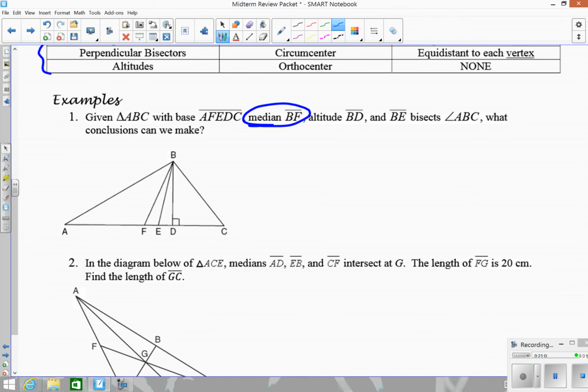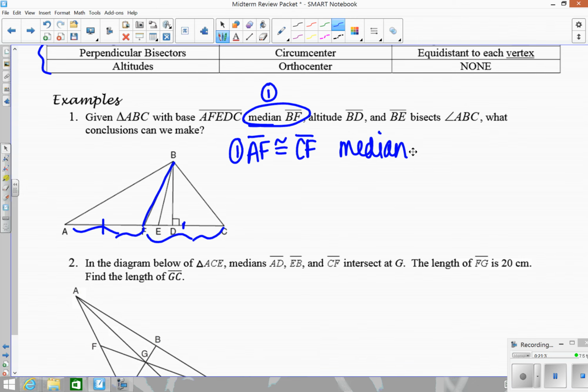So basically I'm going to just go through and make conclusions based on each one of these segments. So BF is a median, which means I have 2 congruent segments. So I have this segment and I have segment FC. So from the median, I have AF is congruent to CF. So this is something that you would use in a proof. If they tell you BF is a median, you'd be able to say, well, AF is congruent to CF because a median implies 2 congruent segments.